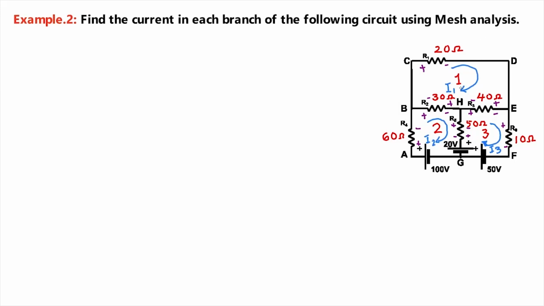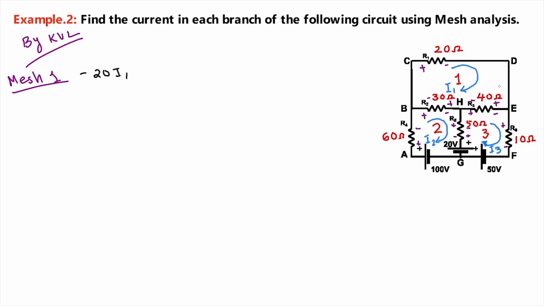Now we have to write the mesh equations for each mesh applying KVL. For mesh 1, see here it is entering here and leaving here. So voltage drop in 20 ohm resistance is I1 into 20, that is 20 I1. As it is plus to minus, we will give minus 20 I1.